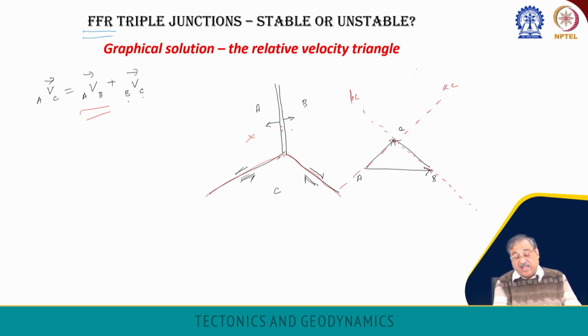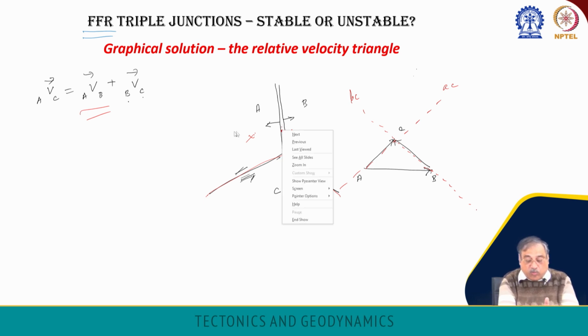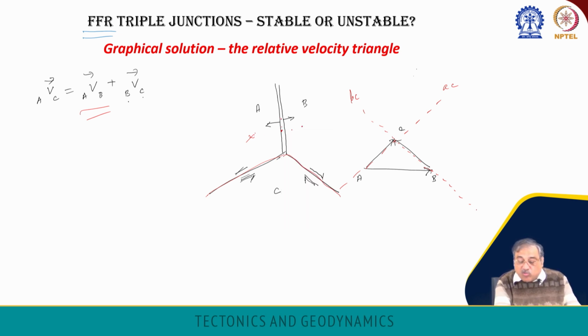The ridge itself is located exactly at the middle point, and the only thing an observer on plate A will see is that the ridge position is fixed, but the observer himself is moving westwards. So to an observer on plate A, the ridge will appear to move eastwards with the half spreading rate, not with the spreading rate, but with the half spreading rate. It would be exactly half the relative velocity between B and A. In other words, the velocity of the ridge would be represented by the midpoint of the side of the relative velocity triangle represented by AB.